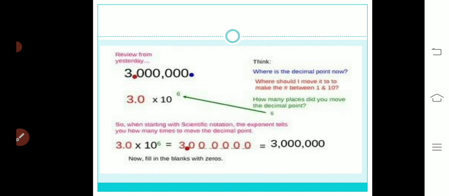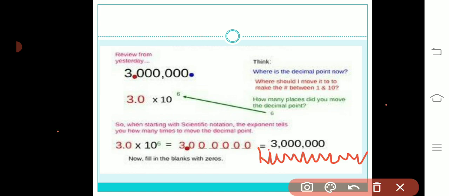So when starting with scientific notation, the exponent tells you how many times to move the decimal point. You start after the 3, up to the last 0. So 1, 2, 3, 4, 5, 6. So the answer is 3 million.